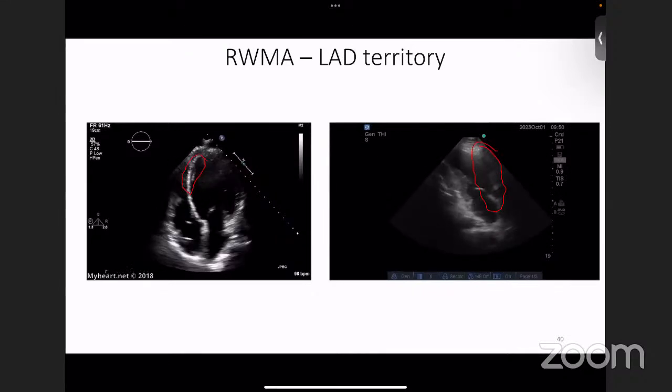The images are not that good, but this is a 2-chamber view where you can see the inferior wall is contracting very well, whereas the anterior wall is not contracting that well. And here also the mid and apical septums are not contracting well. So this is the junction between the circumflex and the LAD territory, and you can see a hinging of the LV wall there.